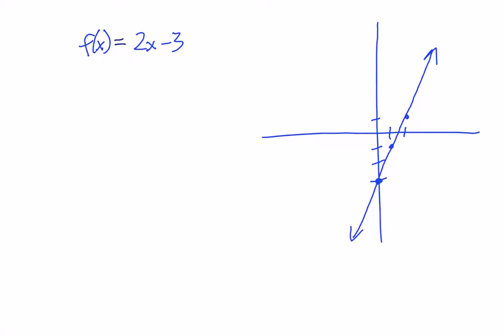But now let's call it g of x. Let's say our new equation is going to be a vertical stretch of, we'll just use 2. So let's say we have a vertical stretch of 2 times the function f of x.